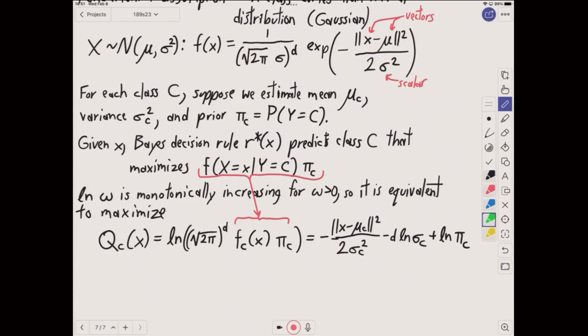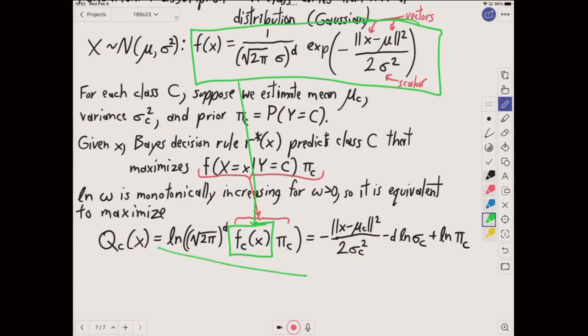All right, so what I've done here is I've taken this PDF, the PDF for the normal distribution, and I've plugged it in here as f for class C of x. And then when you work this out, this falls right out. And again, I want to repeat that what makes this special is that it's quadratic in x, and so kind of simple as a function of x. No exponentials involved. Now, there are a few logarithms.